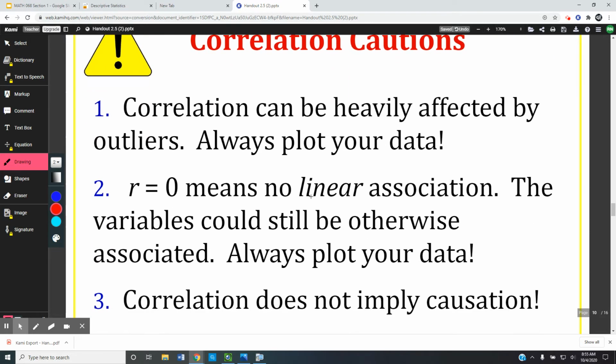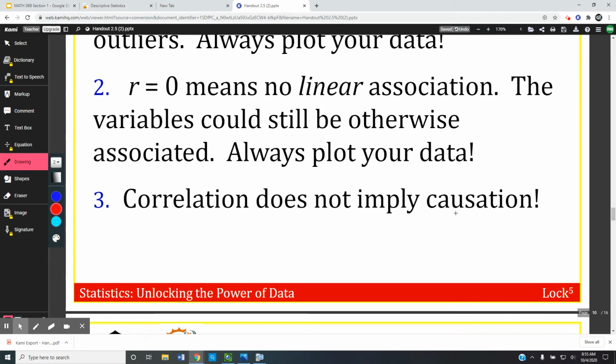Correlation cautions. Correlations can be heavily affected by outliers. Always plot your data. R of 0 means no linear association, and the variables could be otherwise associated. Always plot your data. And correlation never implies causation.